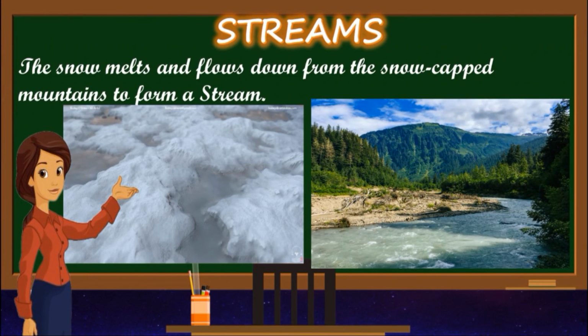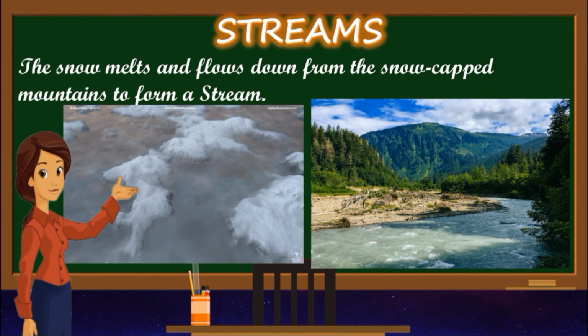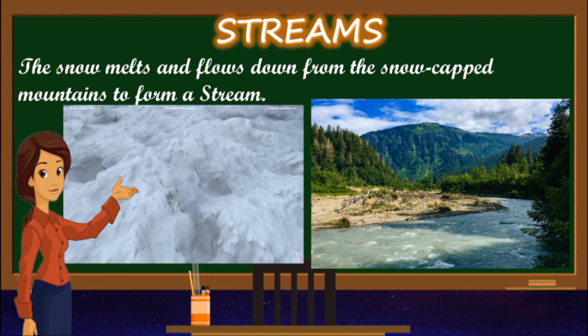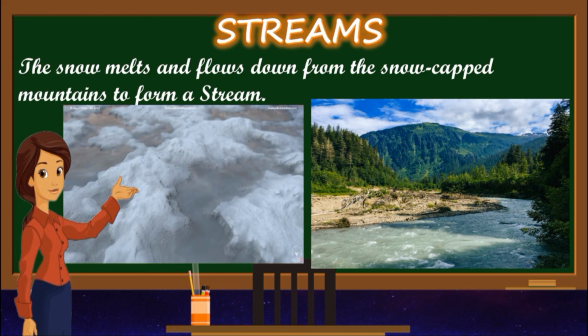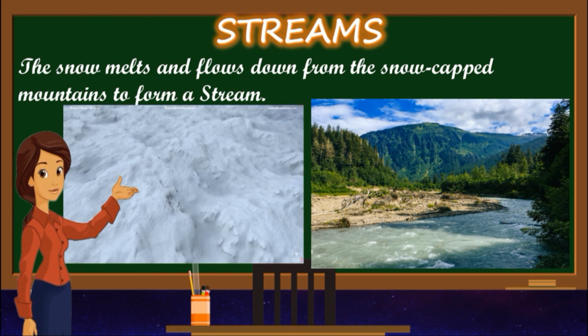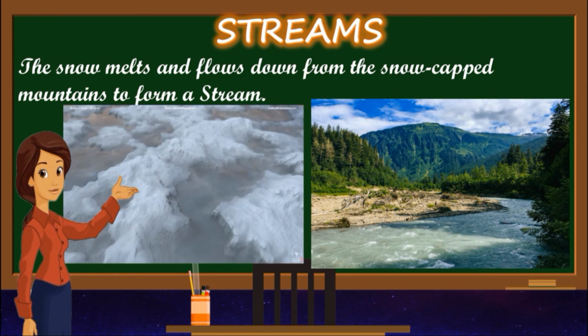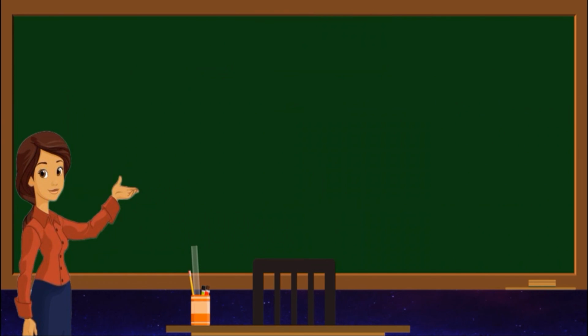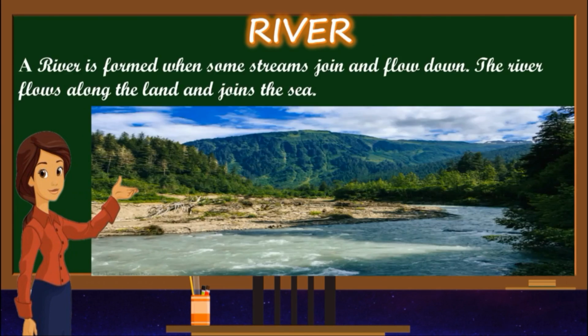Streams. Snow melts and flows down from the snow-capped mountains to form a stream. How beautiful to see, right? Next, river. A river is formed when some streams join and flow down. The river flows along the land and joins the sea. So this is all about the river.